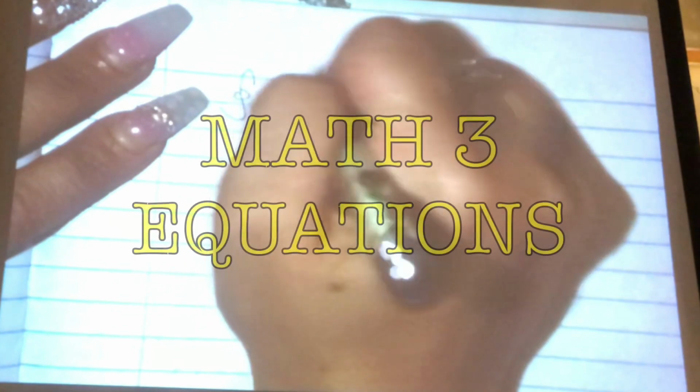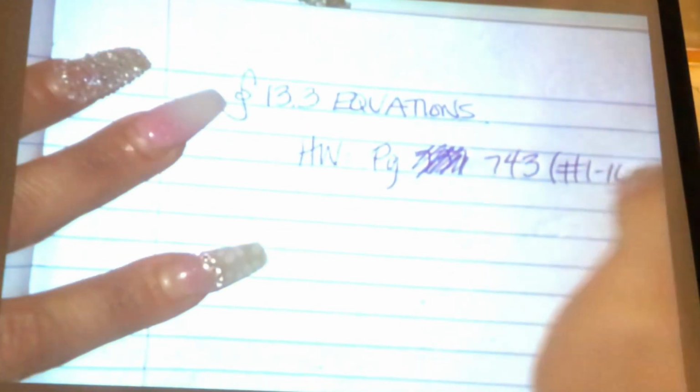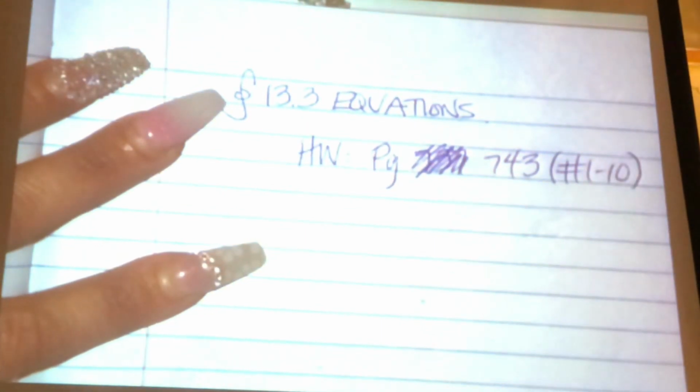All right, this is section 3.3, equations. Tonight's homework is page 737, sorry, 743. You're going to do numbers 1 through 10. You also need to be working on your review assignment.